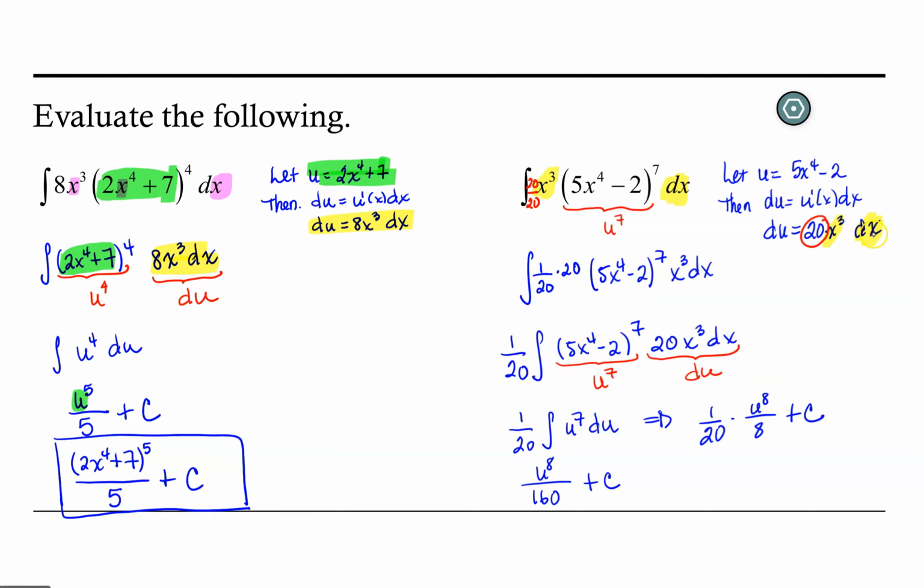And now we're not quite done. Remember that we do have to replace u with the original definition of u, 5x to the fourth minus 2. So our final answer becomes the quantity 5x to the fourth minus 2 raised to the 8th power over 160 plus c. And there's our antiderivative. I hope you find this helpful.